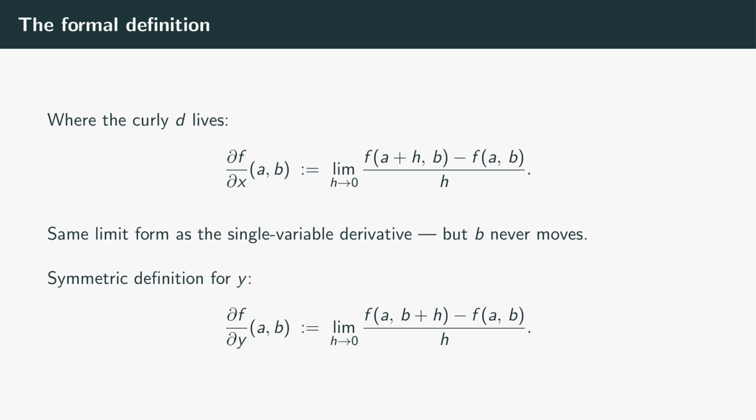For the partial with respect to y, you do the mirror image: perturb the second coordinate, hold the first, take the limit. The same template works in 3 variables, in 10, and 100. You always pick one coordinate to vary and pin everything else.